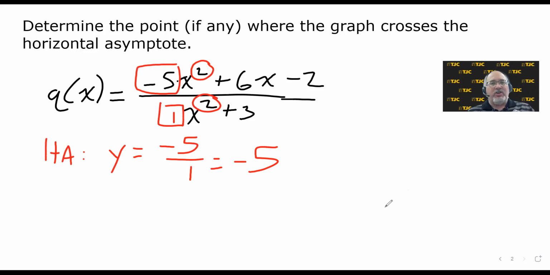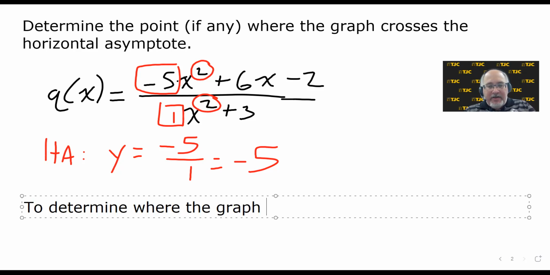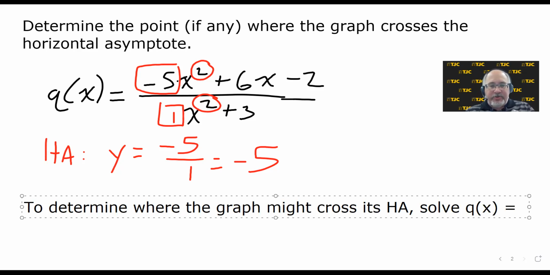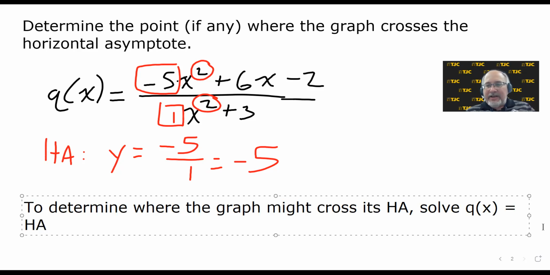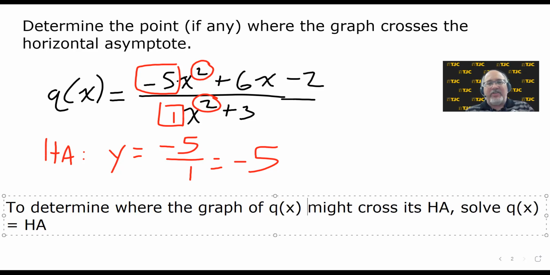But to answer the question where the graph crosses the horizontal asymptote, and this is probably worth typing because this is the main idea that I want to focus on here. To determine where the graph might cross its horizontal asymptote, solve q of x equals the horizontal asymptote. And I'm kind of abusing the notation a little bit here, so let me back up and put a little bit more definitiveness to this. Determine where the graph of q of x, or whatever the name of the function is, might cross its horizontal asymptote of y equals, we'll say y equals c.